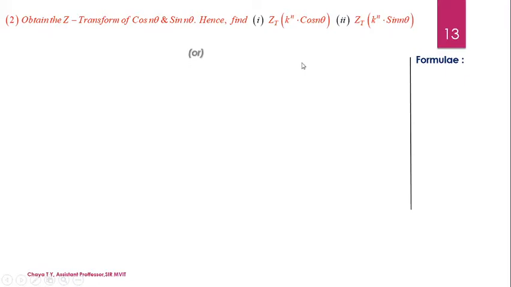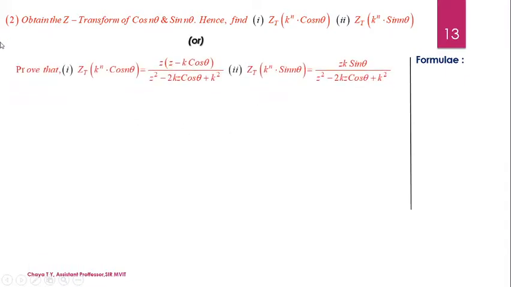So the same problem can also be asked as: prove that z transformation of k power n cos n theta is z times of z minus k cos theta divided by z square minus 2kz cos theta plus k square, and similarly z transformation of k power n sin n theta is zk sin theta divided by z square minus 2kz cos theta plus k square.